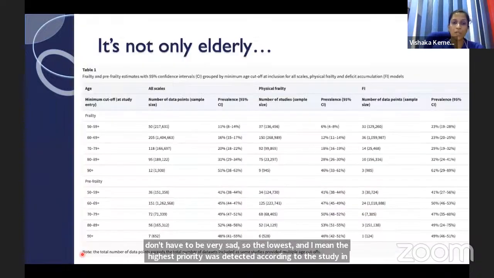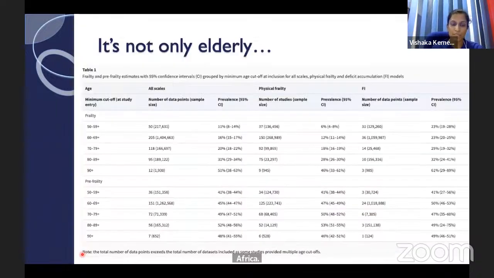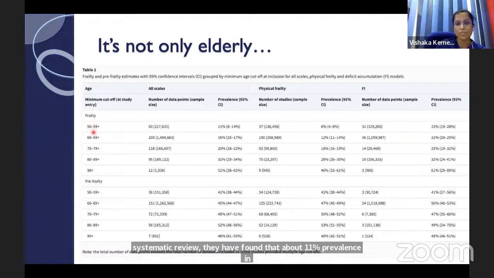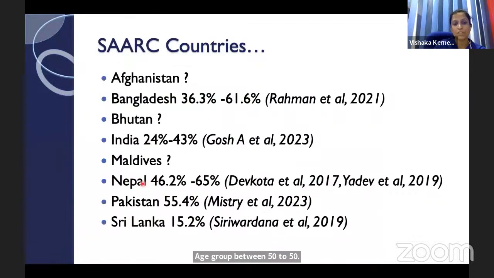And it is not only the elderly. According to the same systematic review, they found about 11% prevalence in the age group between 50 to 59, again alarming. So if we just go to our region, since this is a SAARC forum, I thought that it will be interesting.